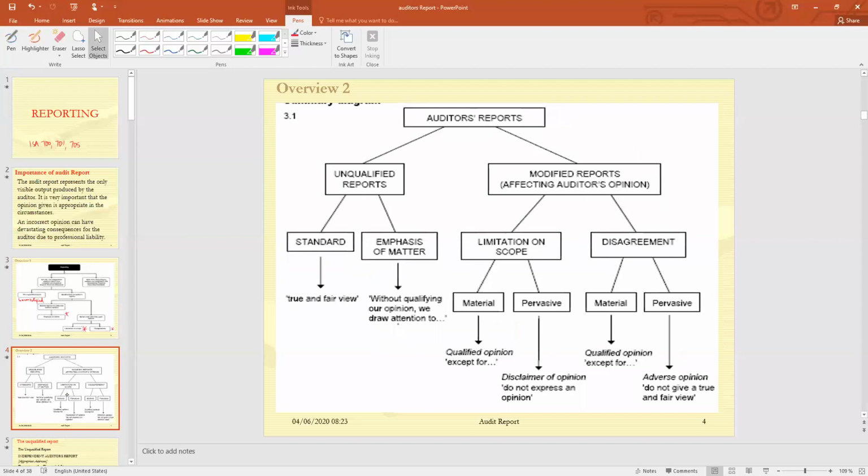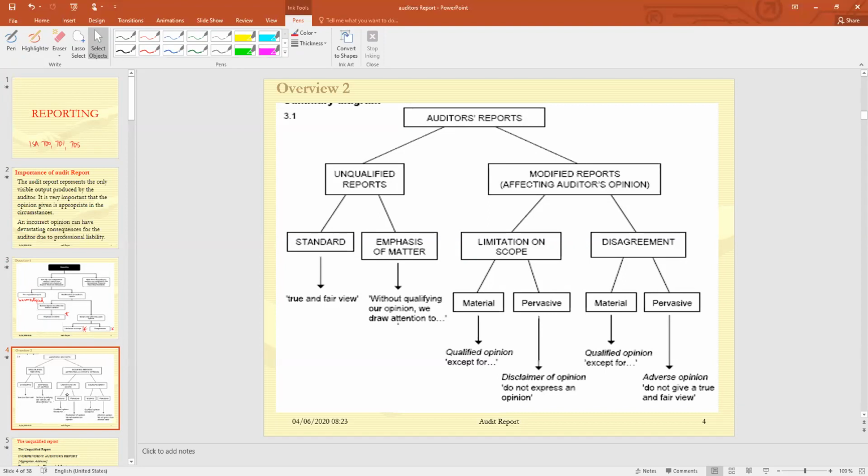The final report that you will be drafting as an auditor, addressed to the shareholders or members of the company, can be classified into two: the unqualified report, conventionally referred to as the unmodified report, and the modified report. The first one is the standard format: the accounts of the company we have gone through present a true and fair view.